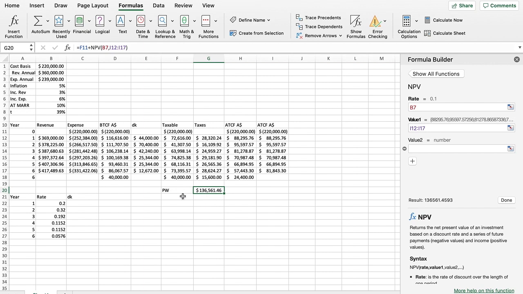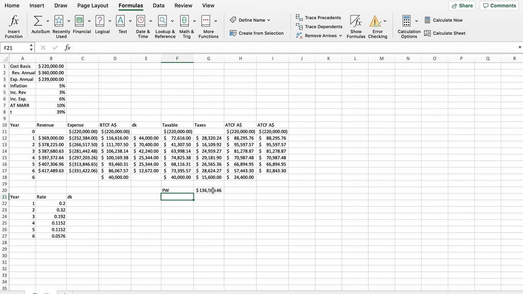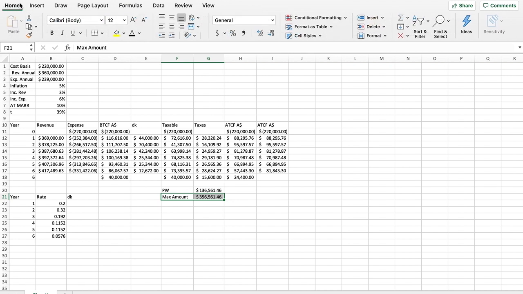That'll give you $136,561.46, but that's not the final answer because it wants to know the maximum amount that the company can spend. So the max amount is actually going to be equal to this plus the original cost basis of $220,000. So $356,561.46 is the maximum that the company can afford to spend on this project.